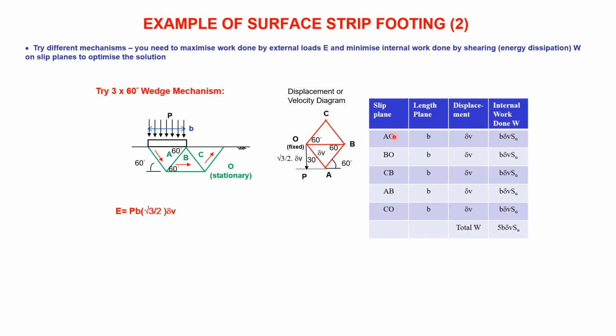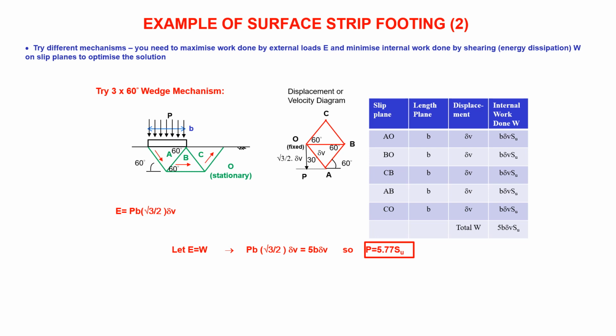A table again, please. One row for each slip plane. AO is that one. BO, CB, AB, and CO. They've all got the same length, B. They've all got the same displacement, delta V, from this diagram. So length, strength, SU, displacement. So it's the 5 of them, so it comes to be 5B delta V SU. Got to equate that with that.